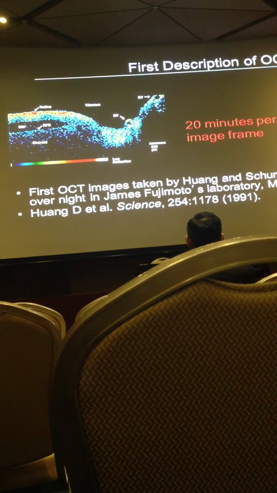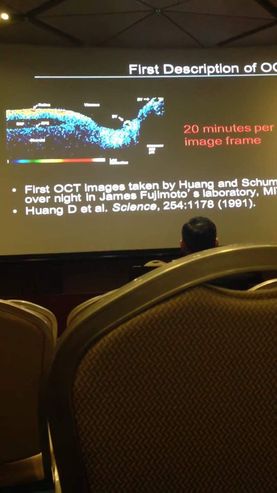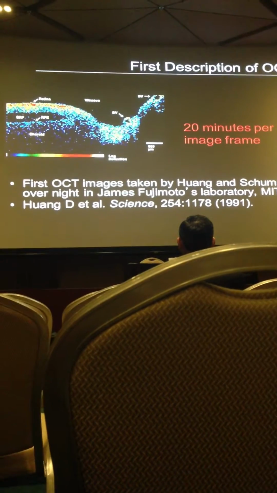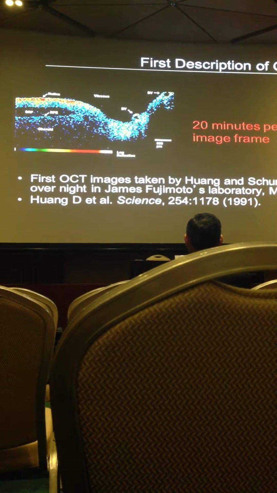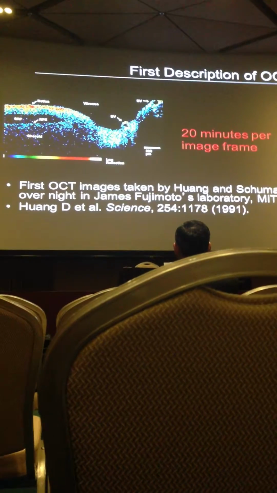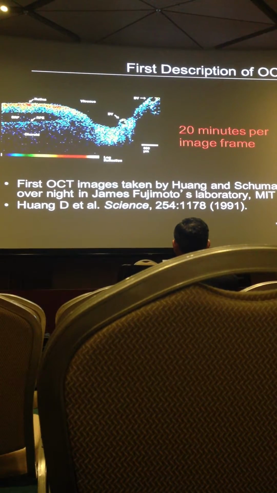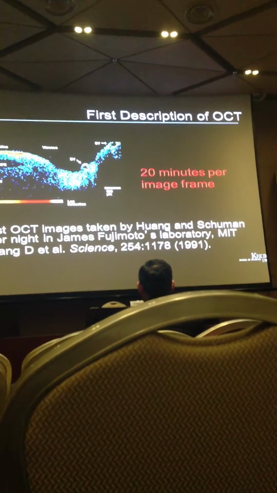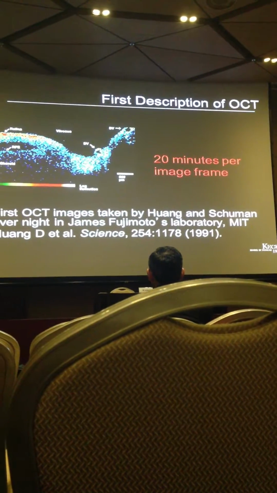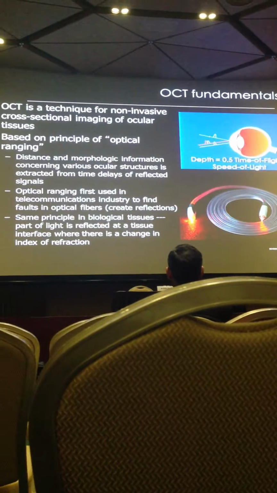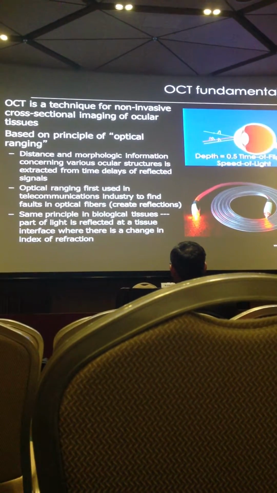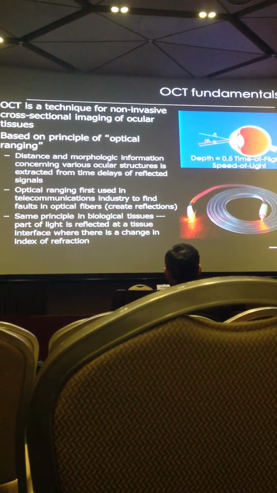Many of you may remember the original Science paper published by David Huang and Jim Fujimoto's lab. This is an eye bank eye that they had to image for an extended period of time, 20 minutes per image frame, and it was the first OCT image published. It really highlighted the potential for OCT as a non-invasive technique for cross-sectional imaging.